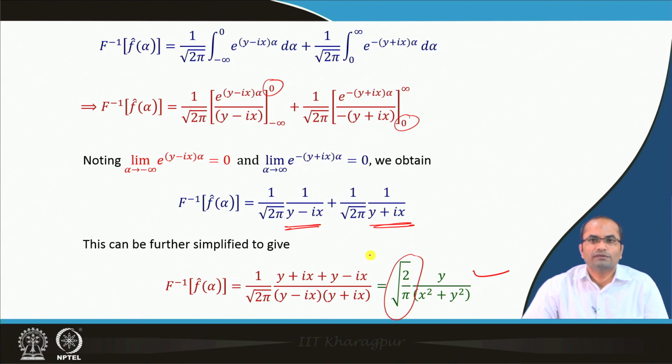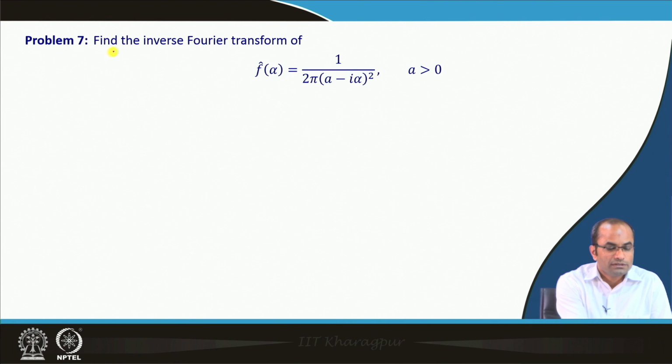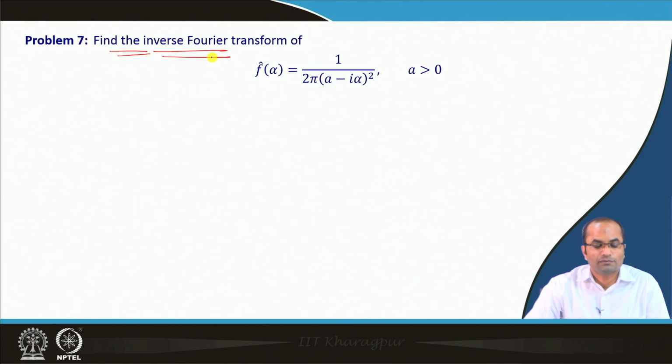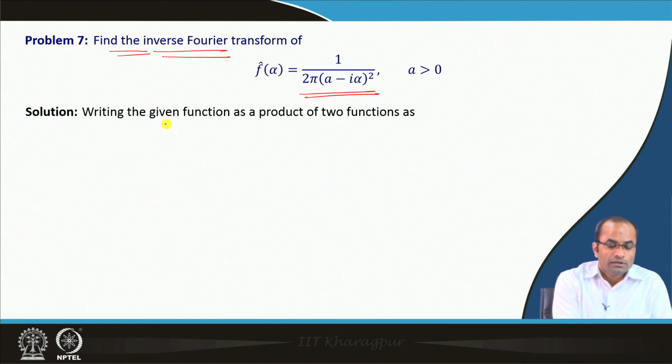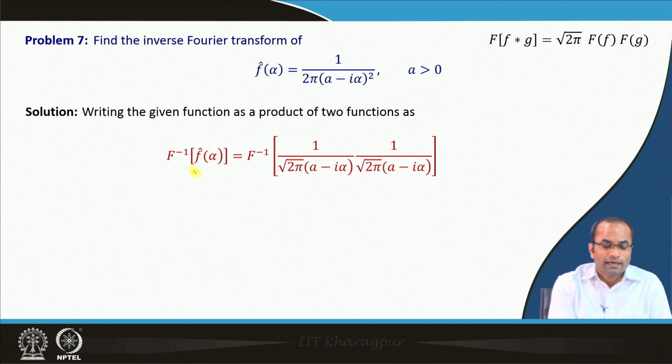So, this was the example where we have used the definition of inverse Fourier transform to get the inverse transform of such a function. So, this is the last example where we will be talking about the inverse Fourier transform of this 1 over 2 pi a minus I alpha whole square, and here again we assume that a is positive. So, we write this as a product of two functions, that means 1 over square root 2 pi and a minus I alpha, and here again this 2 pi is baked into square root 2 pi and square root 2 pi, and then again a minus I alpha.